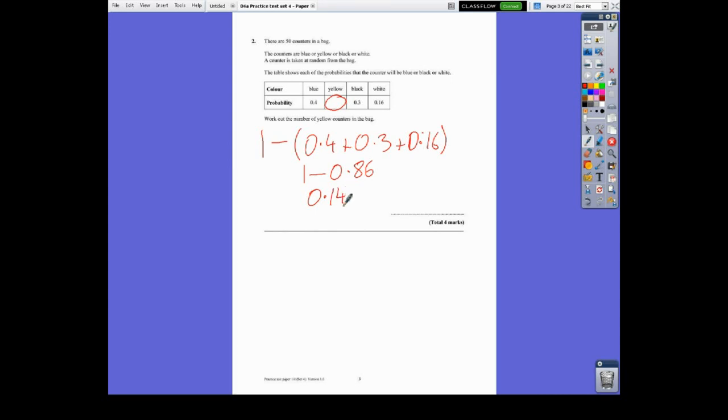Now, 0.14 times 50, because there are 50 counters in the bag. The best way to do this is to times by 10 first, and then times by 5. So, timesing by 10 would give you 1.4. 5 times 1.4 would be 7.